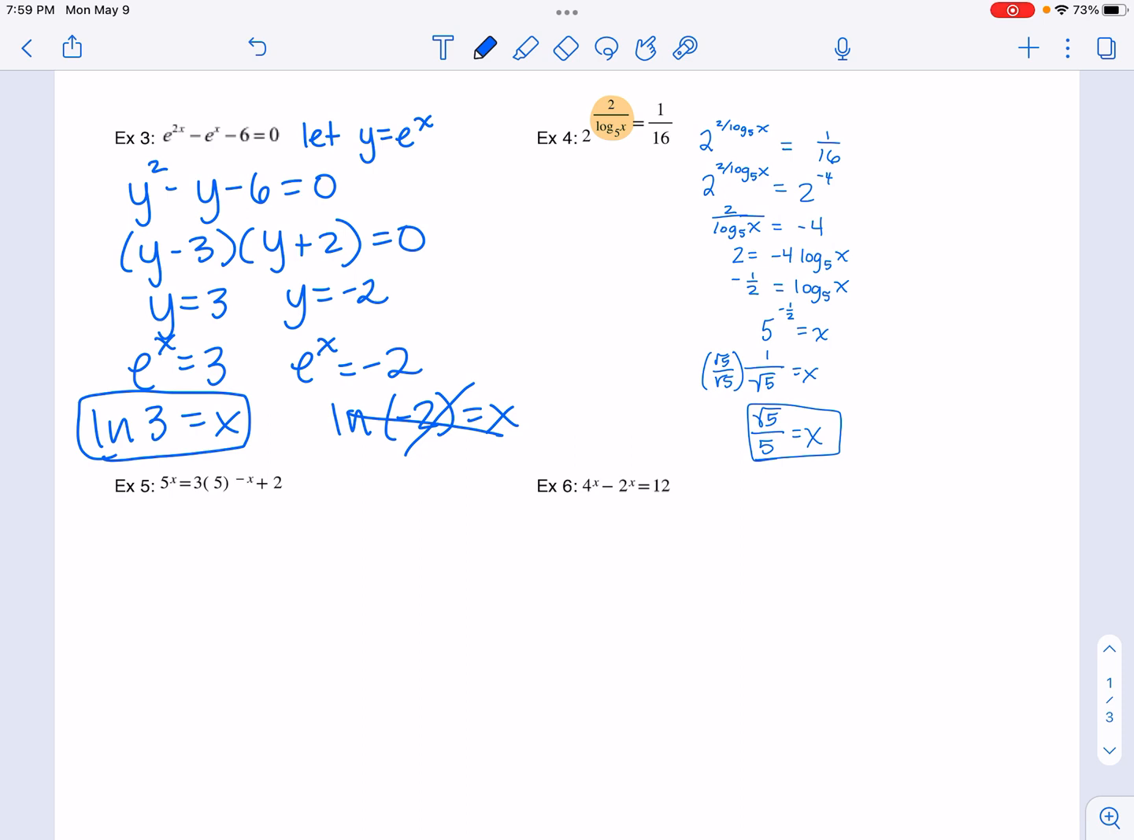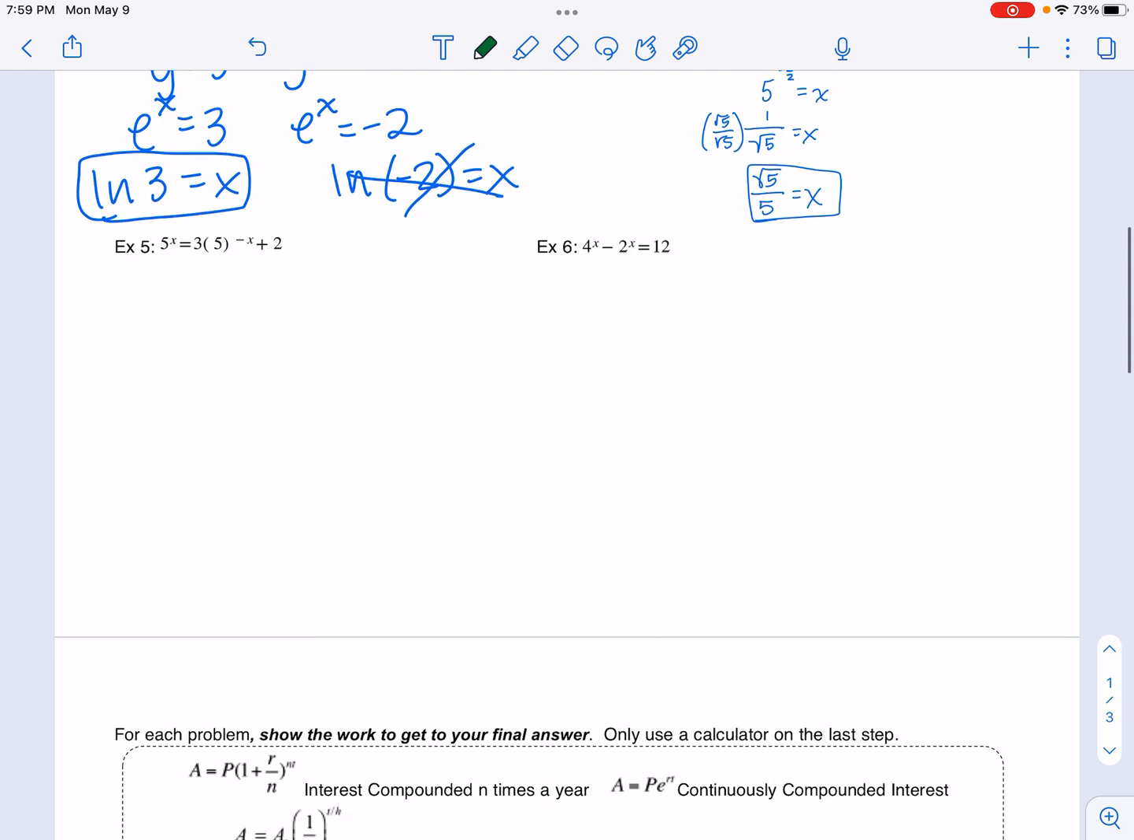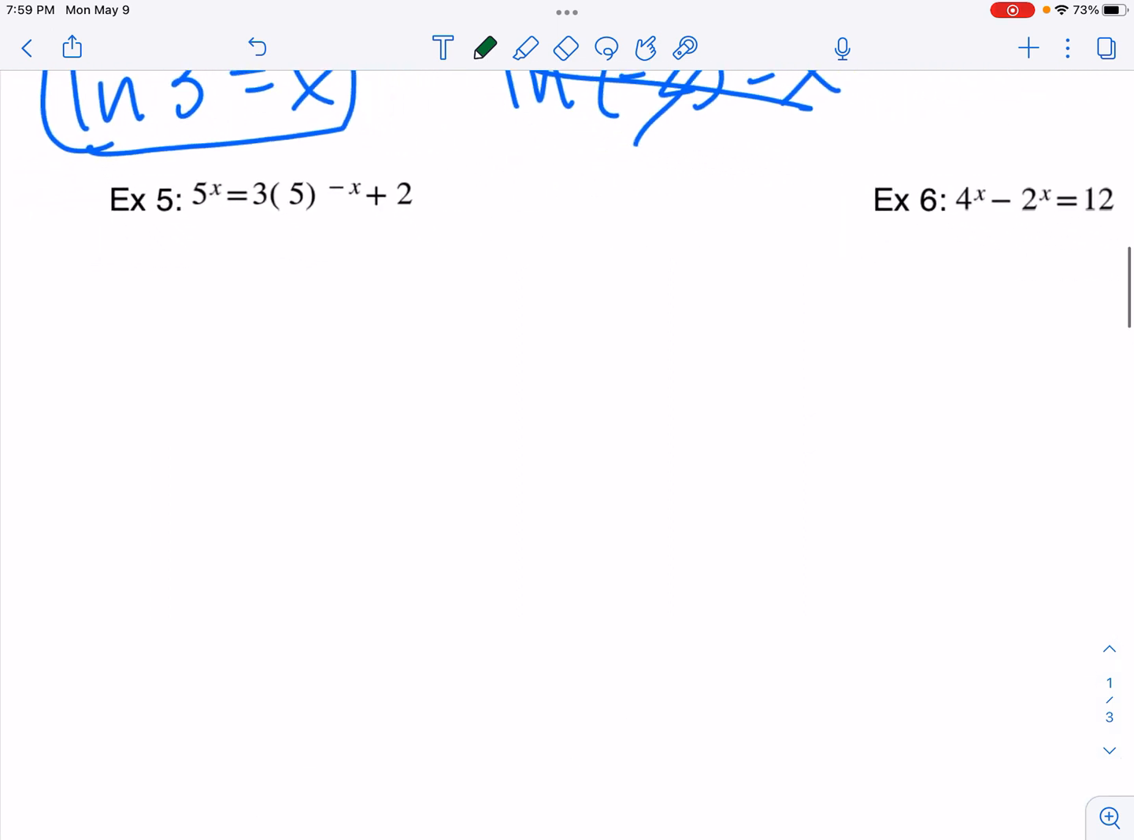Okay, so example 5. We have 5 to the x is equal to 3 times 5 to the negative x plus 2. For this one, I know it looks really ugly and you may be thinking, I don't even know where to begin. Well, for me personally, I see 5 to the x and I see a 5 to the negative x. So kind of a red flag's going off in my brain.